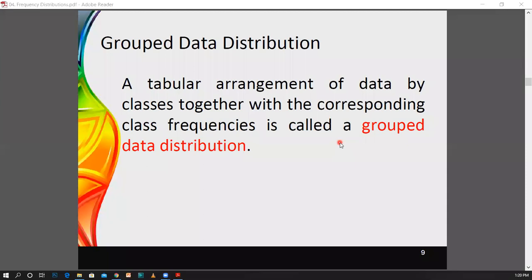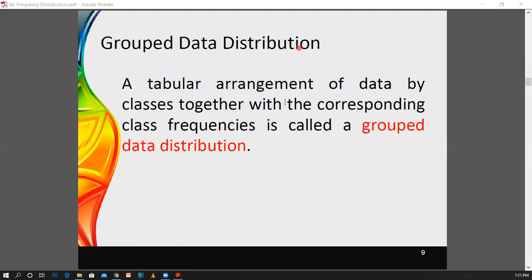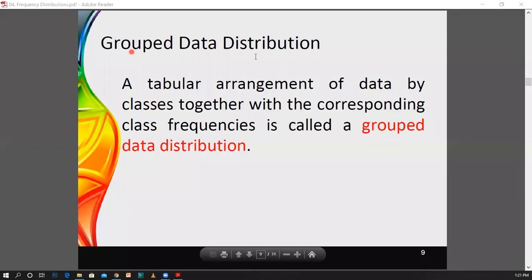Now we will focus on the grouped data distribution. Grouped data distribution is also a tabular arrangement. It means that here also we are representing the data using a table. This arrangement of data by classes together with the corresponding class frequencies is called a grouped data distribution. The difference between the previous one and this grouped data distribution is that there we have single values, but once you come to this grouped data distribution, you will have classes of values.